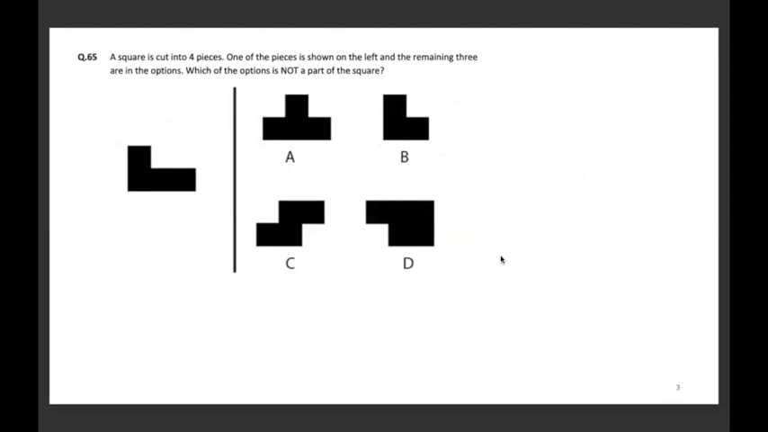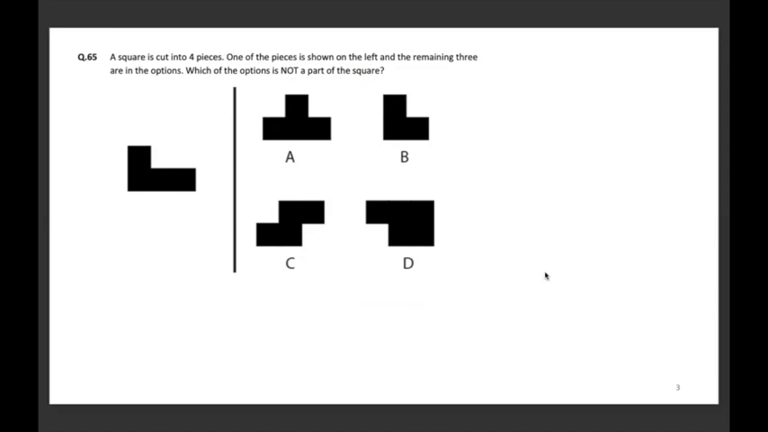Here, we're given a square which is cut into 4 pieces. One of the pieces is shown on the left and the remaining 3 are in the options. Which of the options is not a part of the square? Which means that this is one piece and then 3 other pieces will be borrowed from these 4 options. We have to find which of the pieces do not form a square.